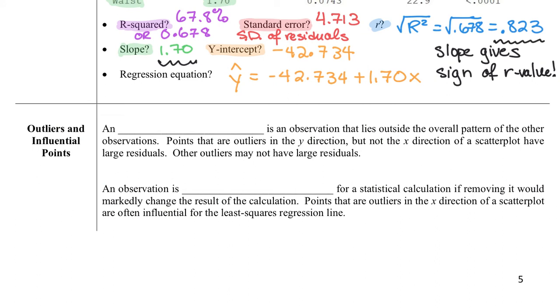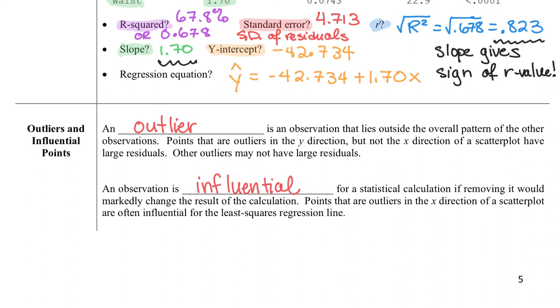And finally, we've already talked about outliers. So we kind of understand that that's going to be something that's very extreme, has a large residual. But there is another kind of outlier. It's a sort of outlier that may not have a large residual. So this point is called influential for statistical calculation, if removing it would markedly change the result of the calculation.